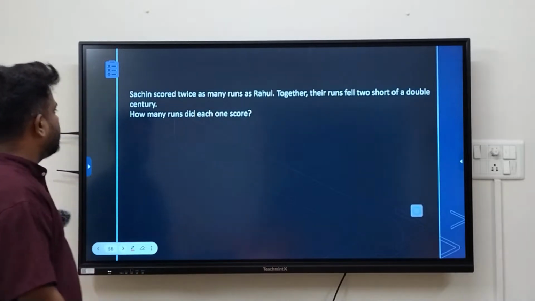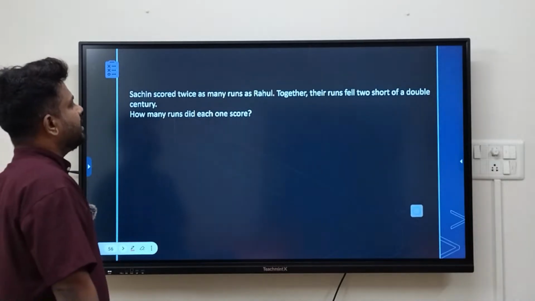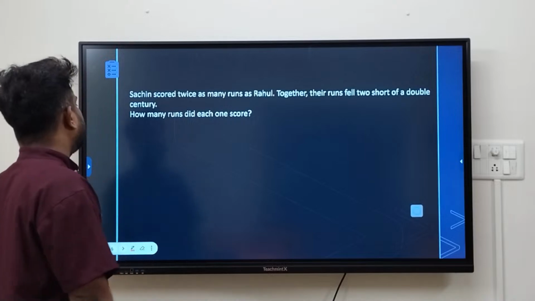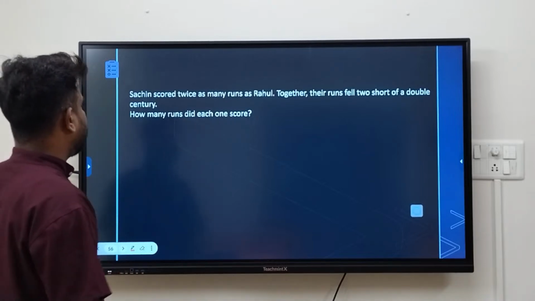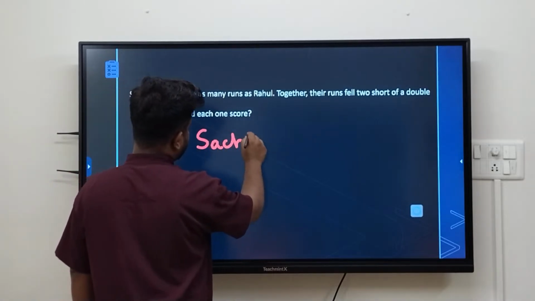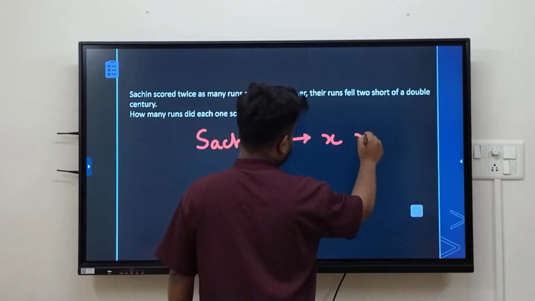Just like this one. Okay, Sachin scored twice as many runs as Rahul. Together their runs fell just short of a double century. How many runs did each one score? Okay, so for this type of question, let Sachin have scored x runs.